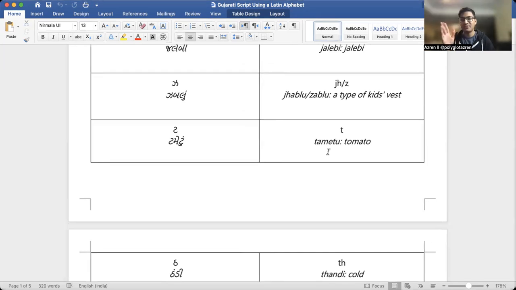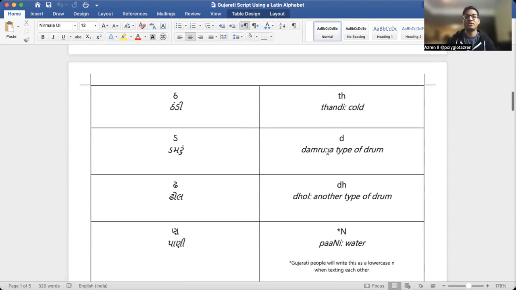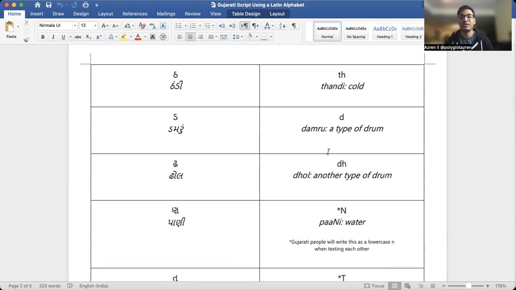Next letter, however, is very common, which is ta, such as tomato. Tomato is a tomato. To write a ta, you're going to put a lowercase t. Next one here is thandi. Thandi means cold, and the letter is tha. Tha is written with a lowercase t and a lowercase h.